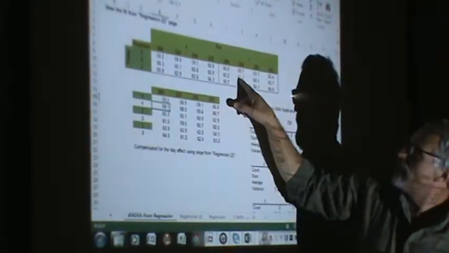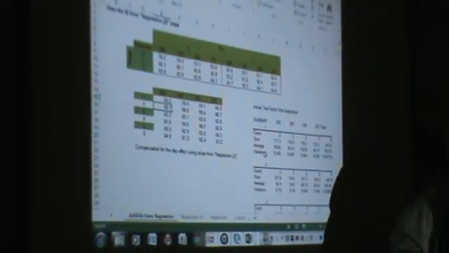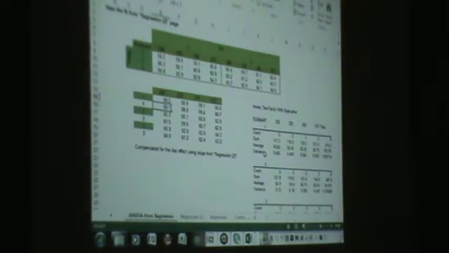Got that. That minus 1.7 to get that. That minus 1.6. So I've compensated for this day effect. I've fit a linear model to it. I've linearized it, and I've subtracted out the day. So I've made, quote unquote, made day 2 look like day 1 with my regression fit.